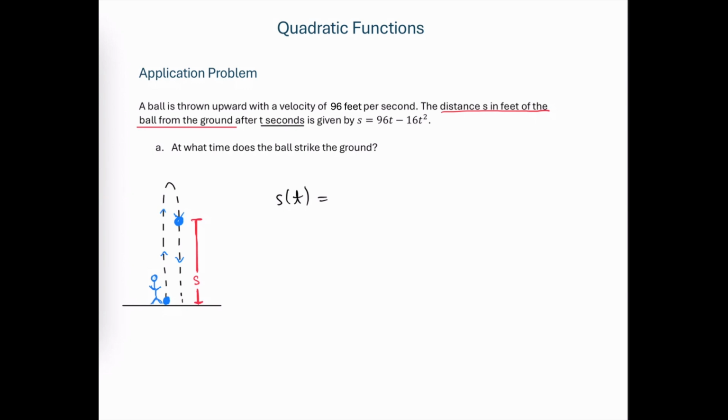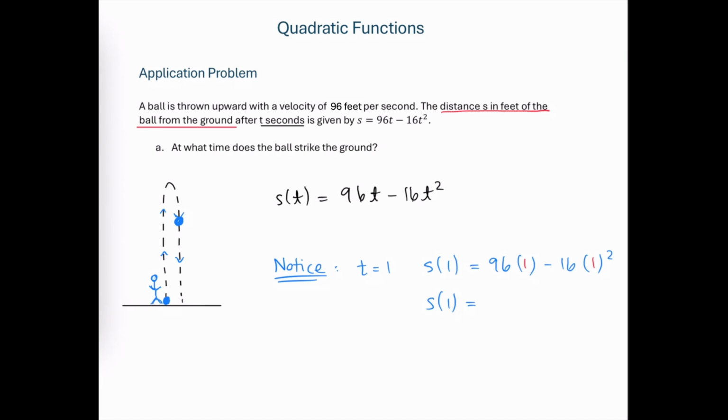Let's write our s function using functional notation to overemphasize that s depends on time. And just to get a feel for what we get from this equation, let's say t is equal to 1 second. We could plug that time into the distance function and calculate the height of the ball at that time. Here we would get 96 minus 16, and our ball would be 80 feet above the ground. At this point, I'm not sure whether it would be on the way up or on the way down, but let's just illustrate on our picture that after t equals 1 second, the height of the ball above the ground would be 80 feet.